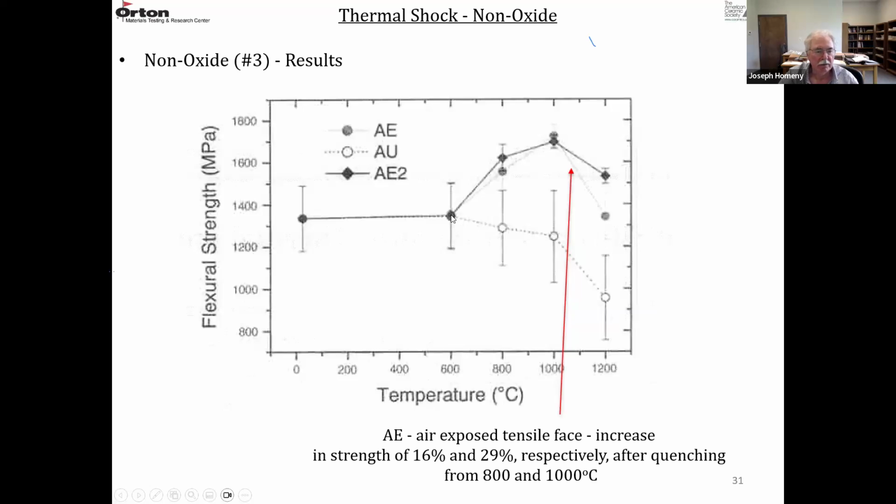So this is quite different behavior than we normally see. Here we thermally shock it and the material gets stronger because of the oxidation and the crack healing.